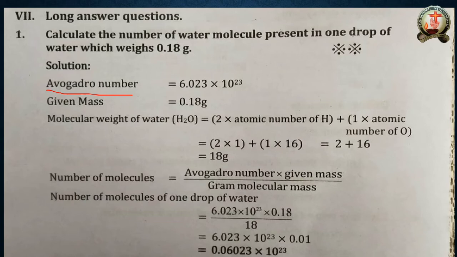So the molecular weight of water is equal to 2 into the atomic mass of hydrogen plus 1 into the atomic mass of oxygen. You know that one. 2 into 1, and 16. Okay, 2 into 1 is equal to 2. 1 into 16 is equal to 16. 2 plus 16 is equal to 18, which is the molecular weight of water. So now we are going to calculate the number of molecules: Avogadro number into the given mass. What is the given mass? They have already given it in the question, divided by the gram molecular mass.